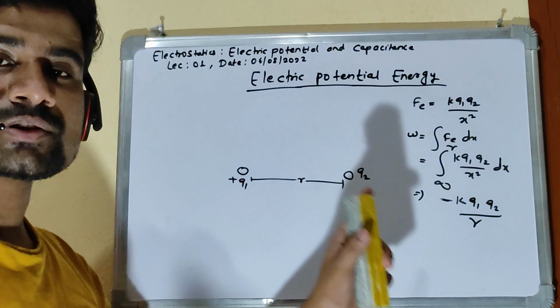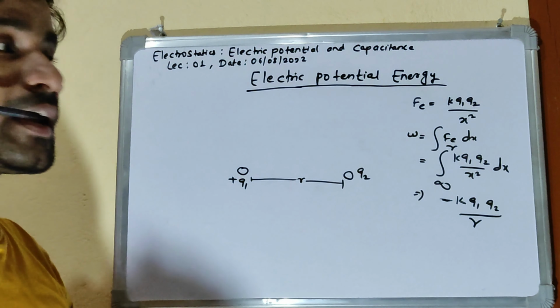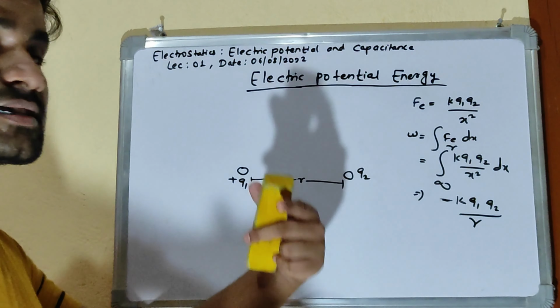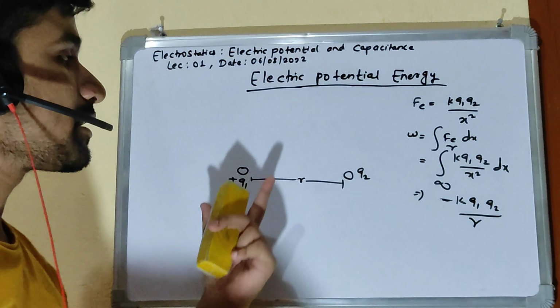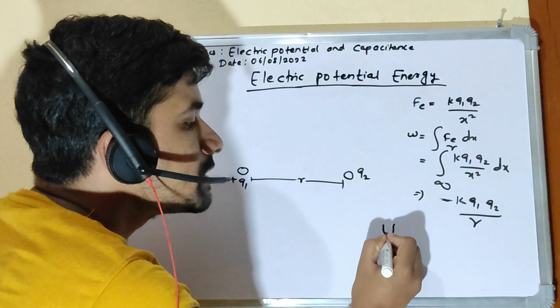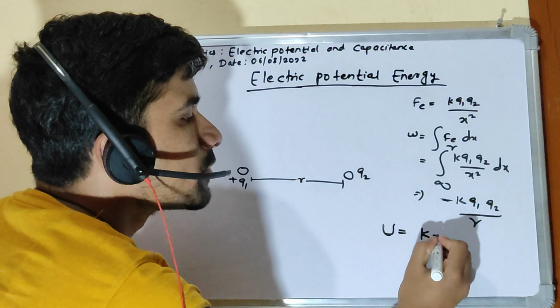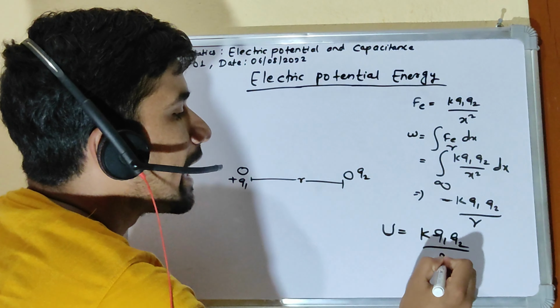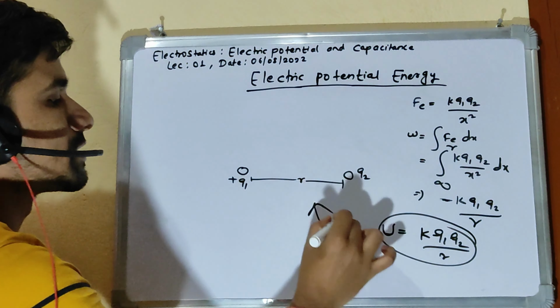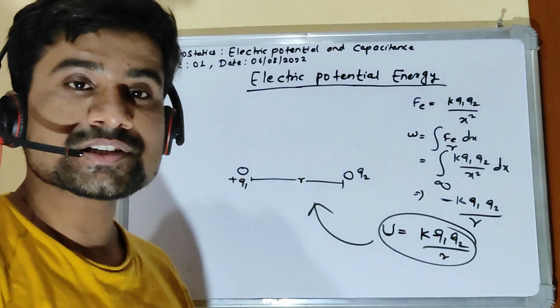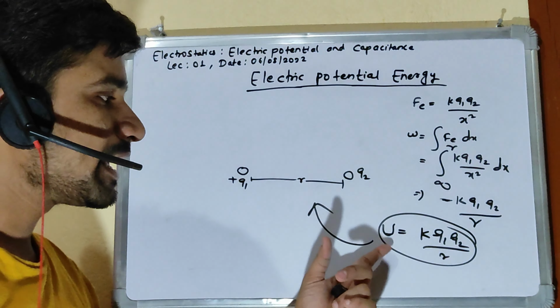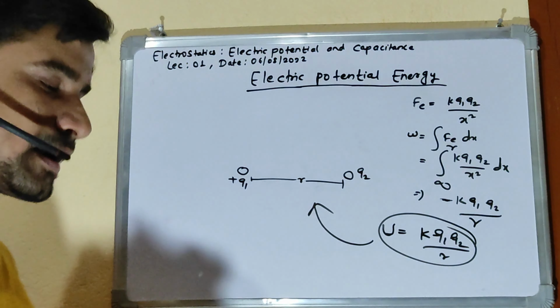So this is the work done by the electrostatic force, and since we are applying an external force to bring the charge against this electrostatic force, the net energy which I need to apply is the negative of this work, which is k q1 q2 by r, and this is stored as potential energy in this system. So the potential energy of this system is nothing but k q1 q2 by r, right?